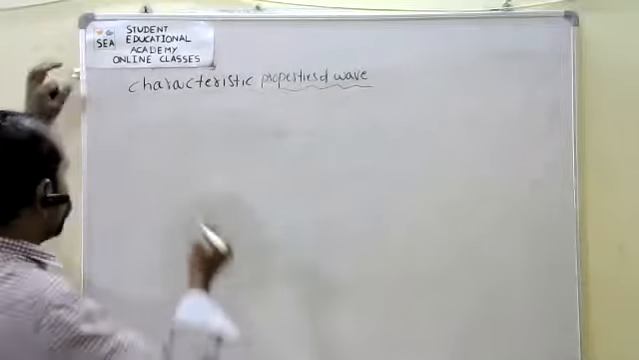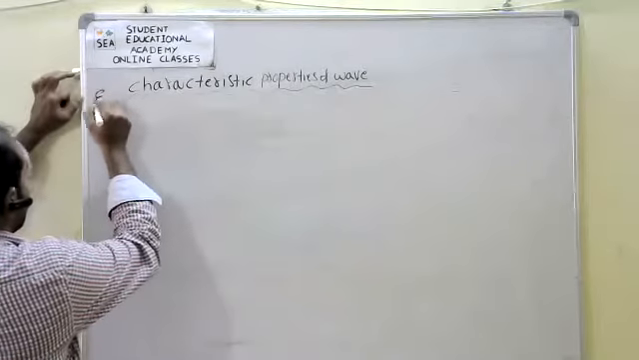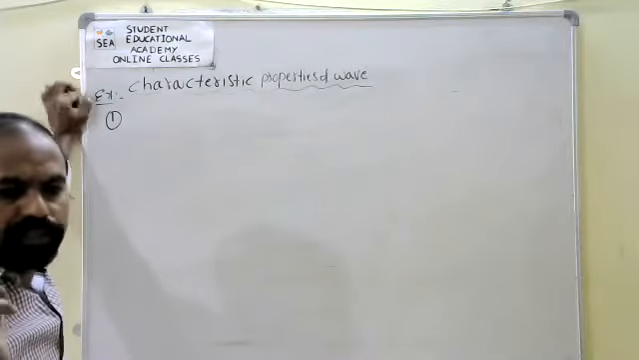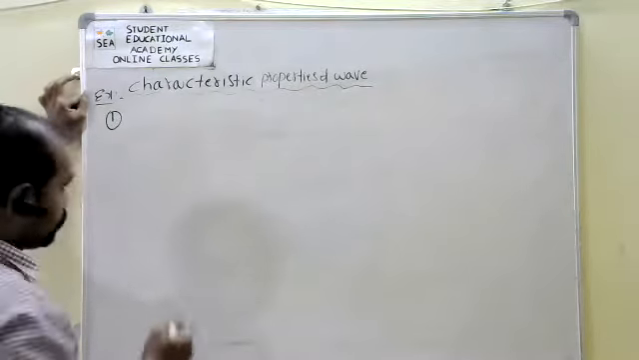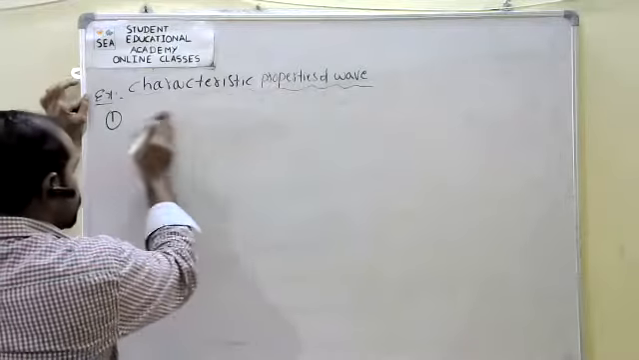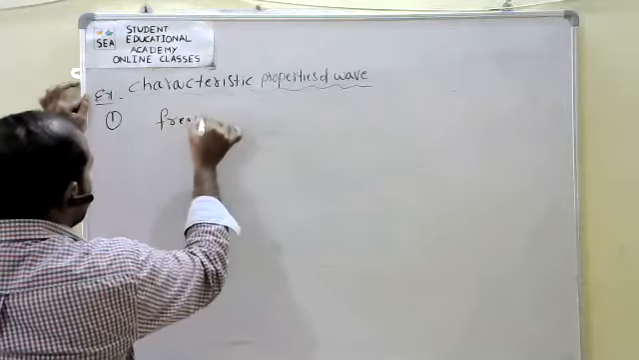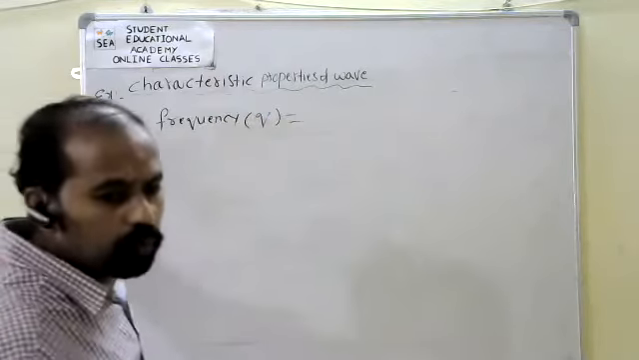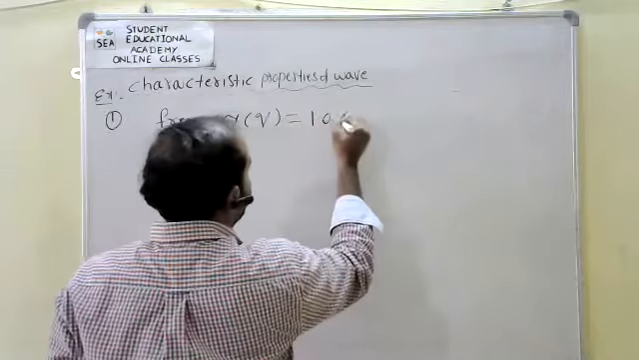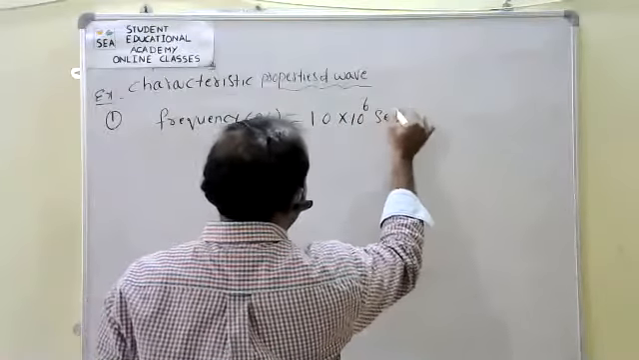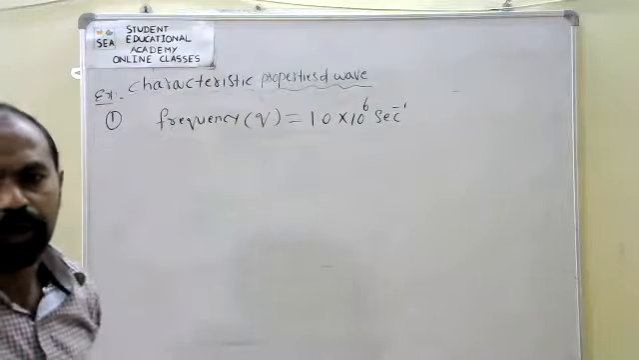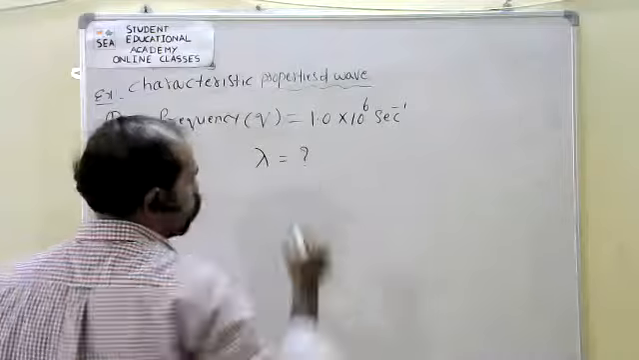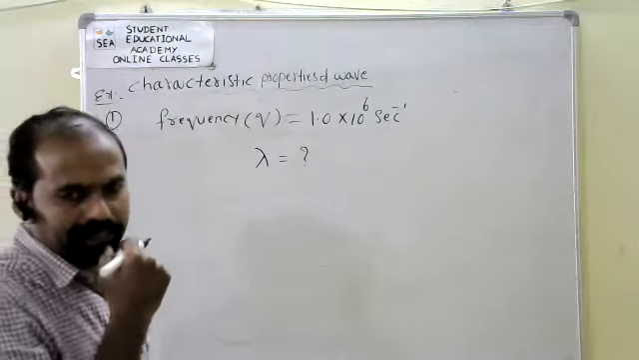So problem number 1. Example 1. The frequency of given light is 1.0 into 10 power 6 second inverse. What is its wavelength?